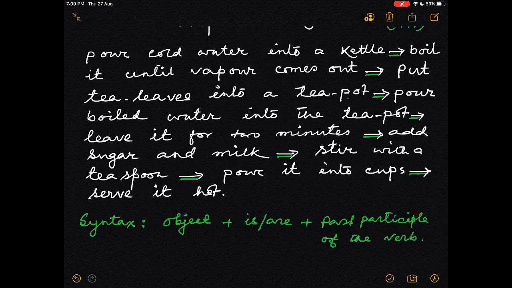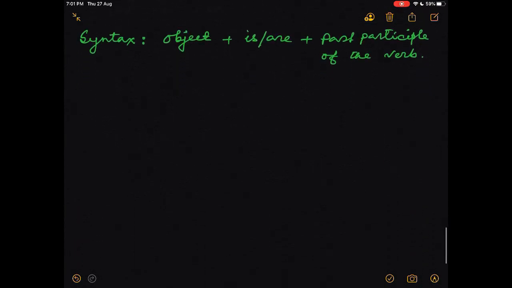Object is or are past participle of the verb. Okay. Now pause the video, then take the points one by one and use them in your sentences in passive voice using the given syntax. Okay? Now come back to the video again and see how this process can be written. Before going to the given points, we will take one or two introductory sentences. Okay? Now see the introduction.